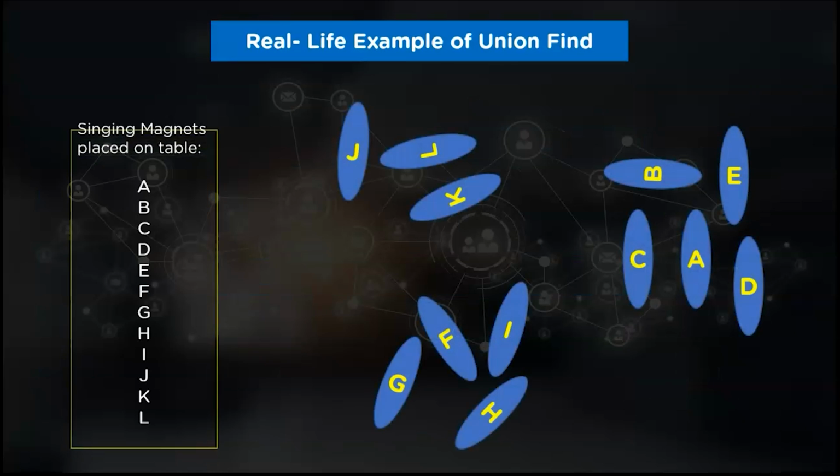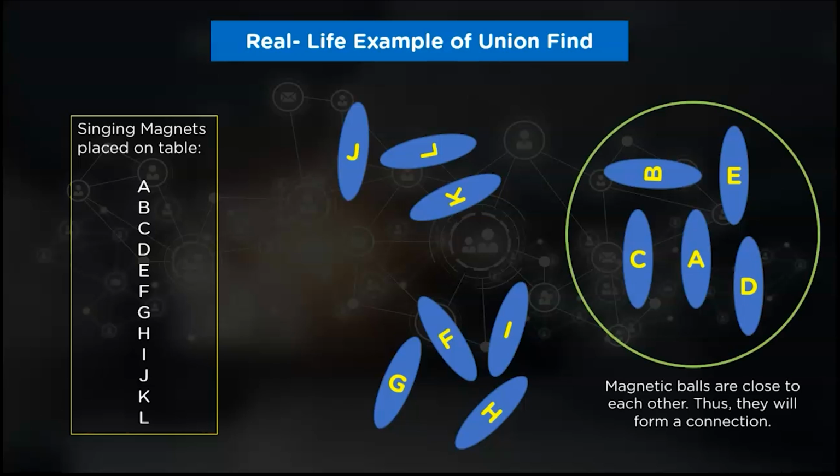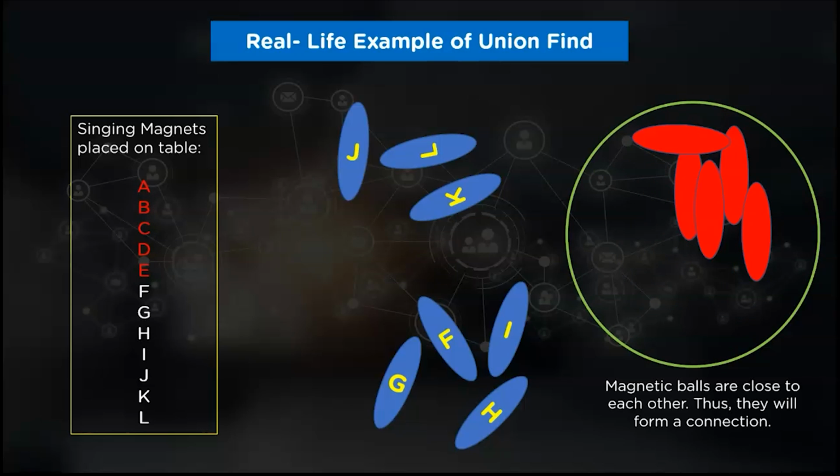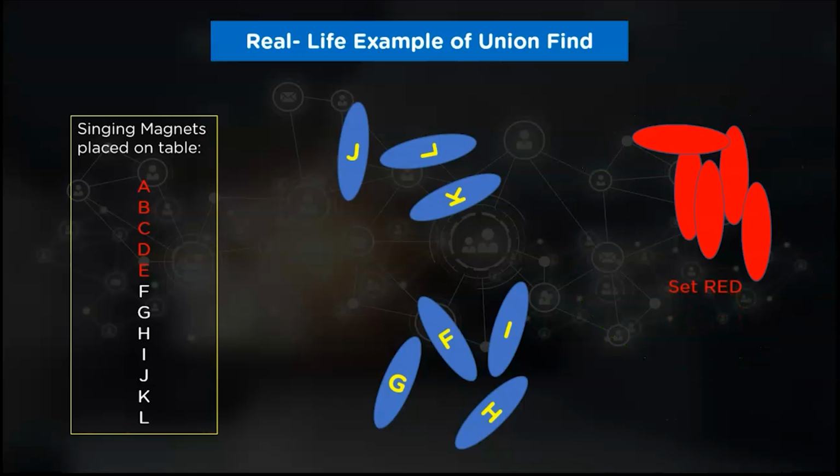Let's say we have some magnets placed on a table with a higher magnetic affinity towards each other. All these magnets present on the table are color coded with sky blue color. Now, due to the high magnetic attraction, the magnets A to E will form a strong magnetic field which will cause the bonding or connection of all these magnets. As a result, all these magnets will be grouped together. We will now color code this set with red color. Along with that, we'll also call this set red.